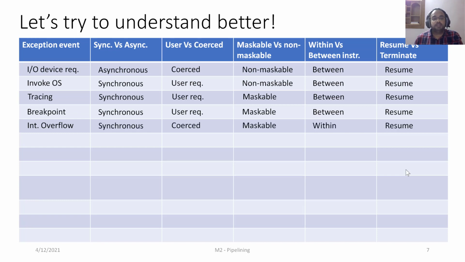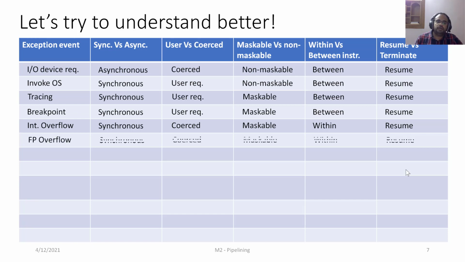Integer overflow is synchronous because, let's say the addition of two numbers gives an overflow, every time you run the program with the same input, it will still throw an overflow. So it's synchronous, and it's a coerced one. We don't typically expect that overflow should happen. And it is maskable, meaning that if the user says, okay, you can overlook this overflow, you can continue with the execution. It will happen within the instruction execution, meaning that when some instruction is getting executed, it is in the execute stage, and in that particular stage we see an overflow. It will never progress to the memory and write back stages. It will stop there. So this is the within instruction type of exception. And once it is resolved, we can resume with the program execution also.